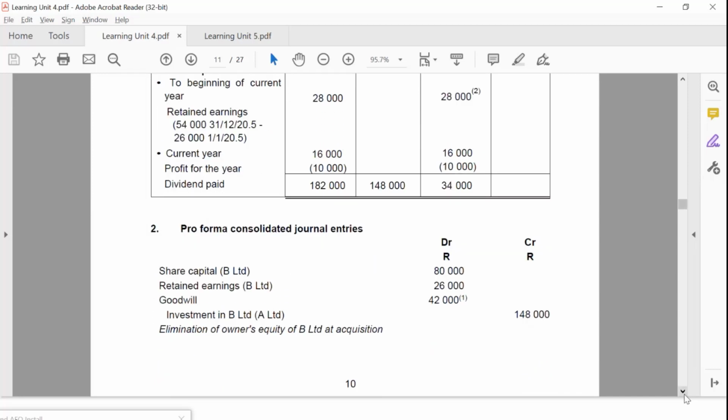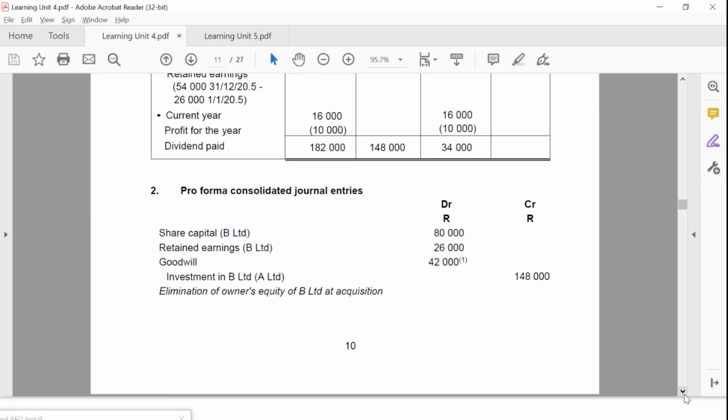Good. Now let's look at the pro forma journal entry. Let me qualify something here. A pro forma journal entry is basically the journal entry that takes the individual financial statements of the holding company and the subsidiary into a consolidated financial statement. Without a pro forma journal entry, you will not be able to prepare the consolidated financial statement. So the pro forma journal entries help you to prepare it.